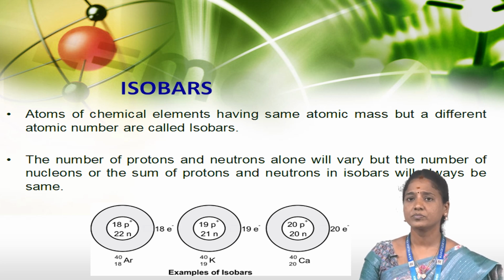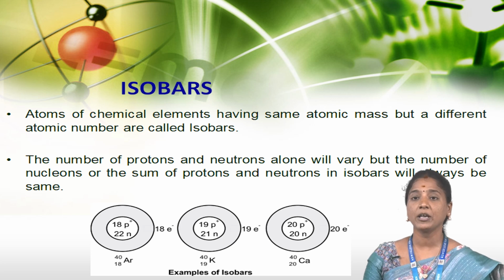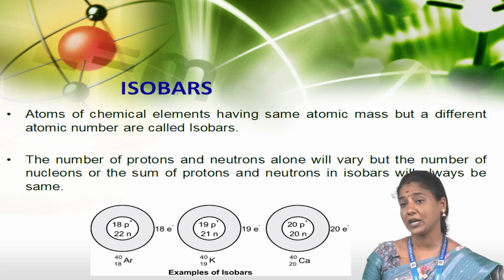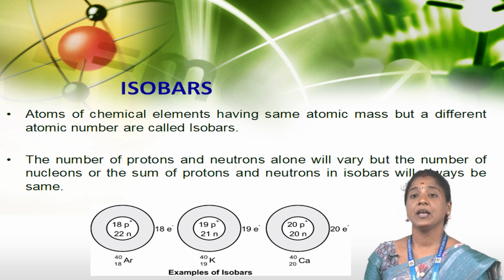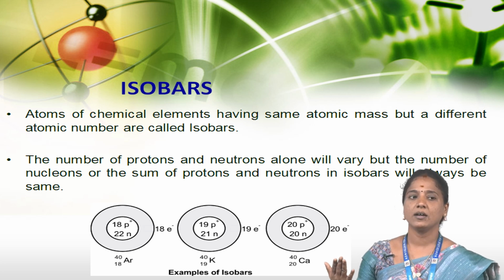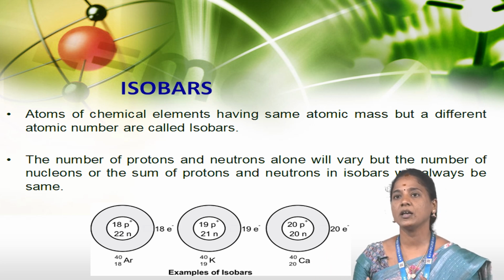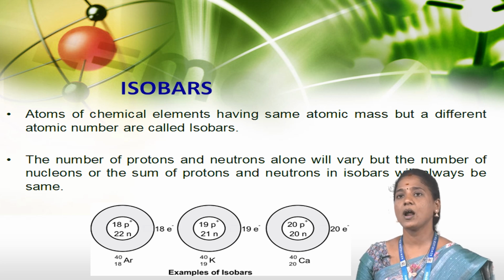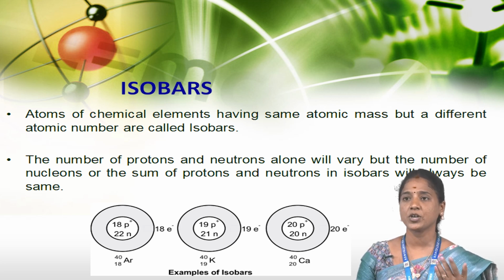The sum of the number of protons and neutrons together forms the atomic mass. Therefore, we can also say the number of nucleons present in the nucleus is equal to the atomic mass of the atom. The number of nucleons, or the sum of the protons and the neutrons, in isobars will also be the same.